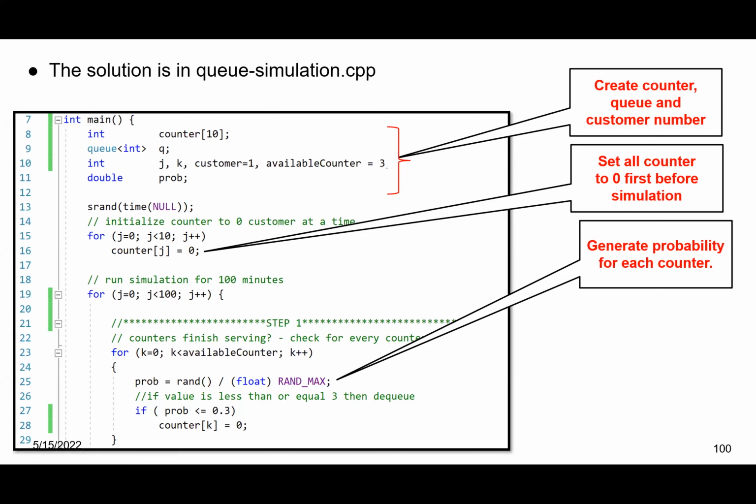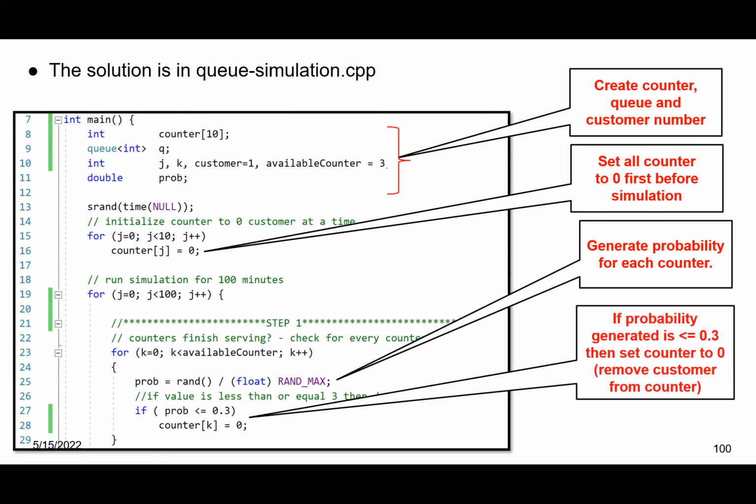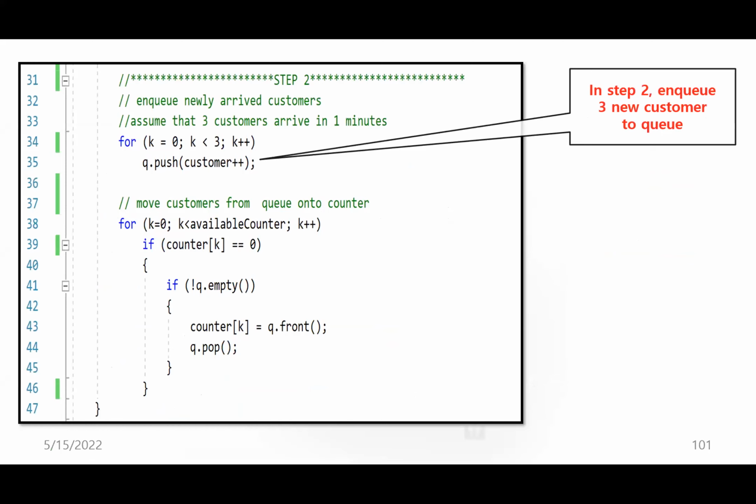How about my step 2? Right, so in my step 2, I need to enqueue newly arrived customers, right? In the scenario, it's mentioned that every minute I will have 3 customers arrive. So how do I enqueue these customers to the queue? Here I also use a for loop. I also loop 3 times because 3 customers, right?